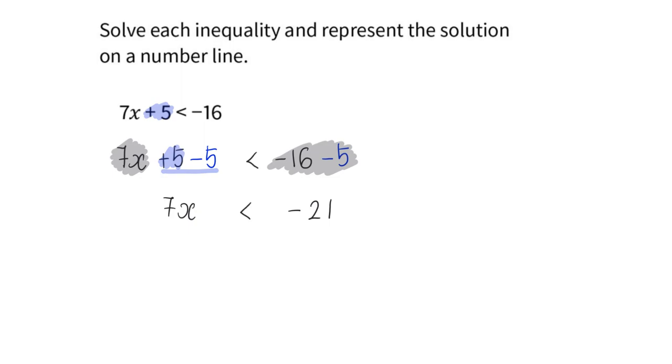on both sides. Why do I do that? Because 7 divided by 7 equals 1. And because we are going to divide by a positive number, I did not do anything to the inequality sign. This will become negative 3. Solved. Now is to represent this on a number line.